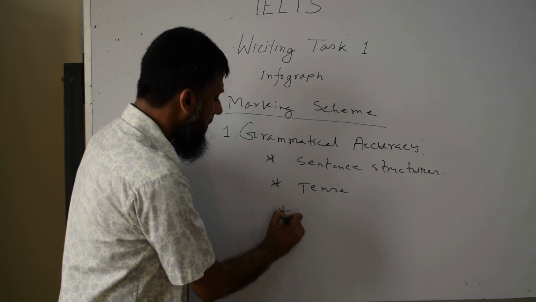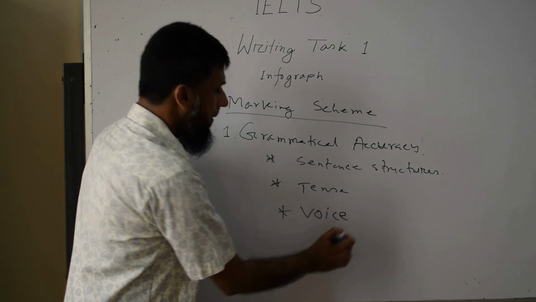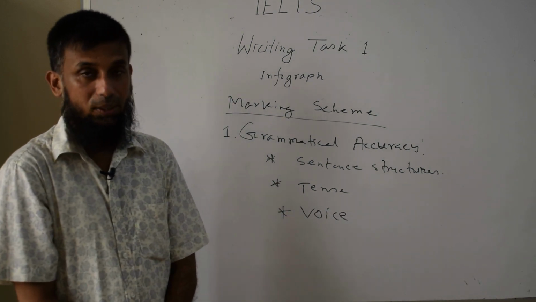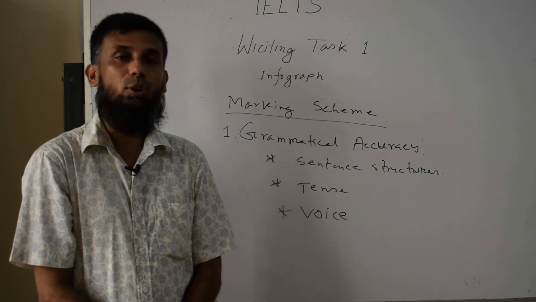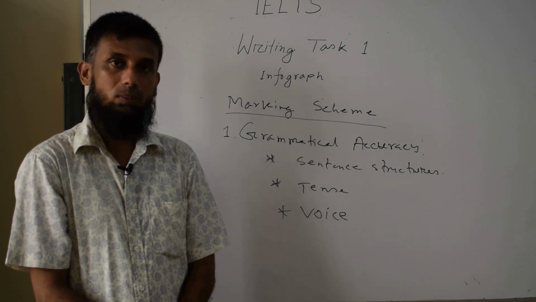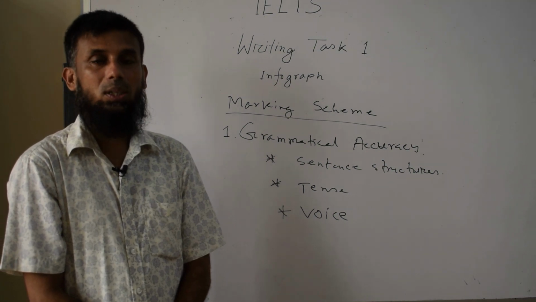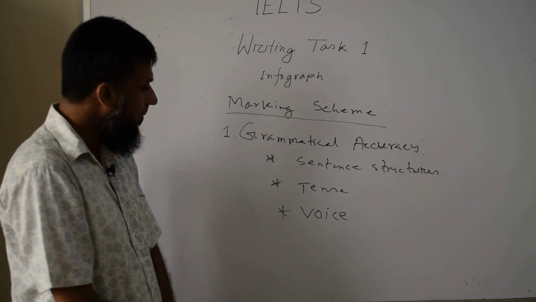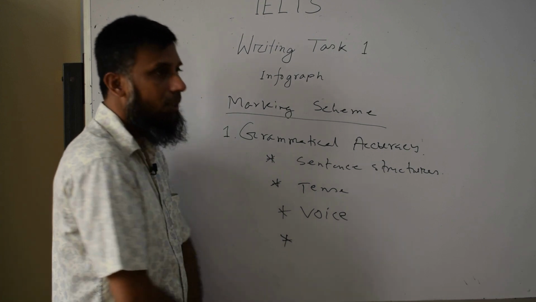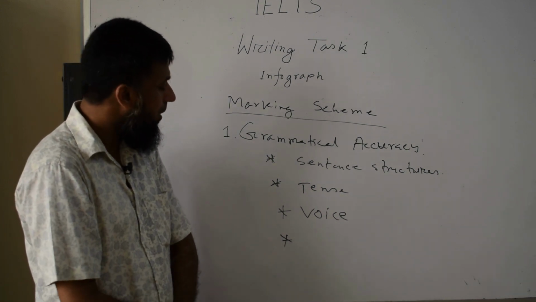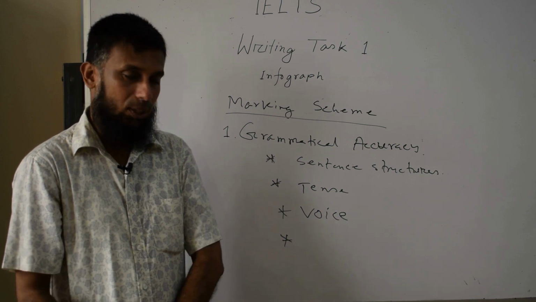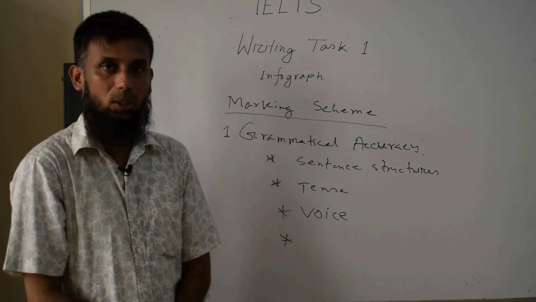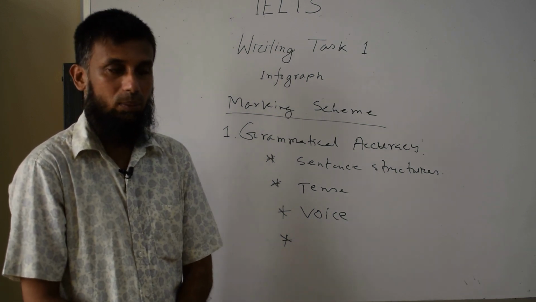Next thing is voice. Some people think that using passive voice is always great, but indeed not. You have to avoid passive voices as much as possible and write sentences in active voice. And of course, in your sentence making, you have to be very careful of subject-verb agreement. That is, your verb should agree with the subject, that is, the number and person of the subject.